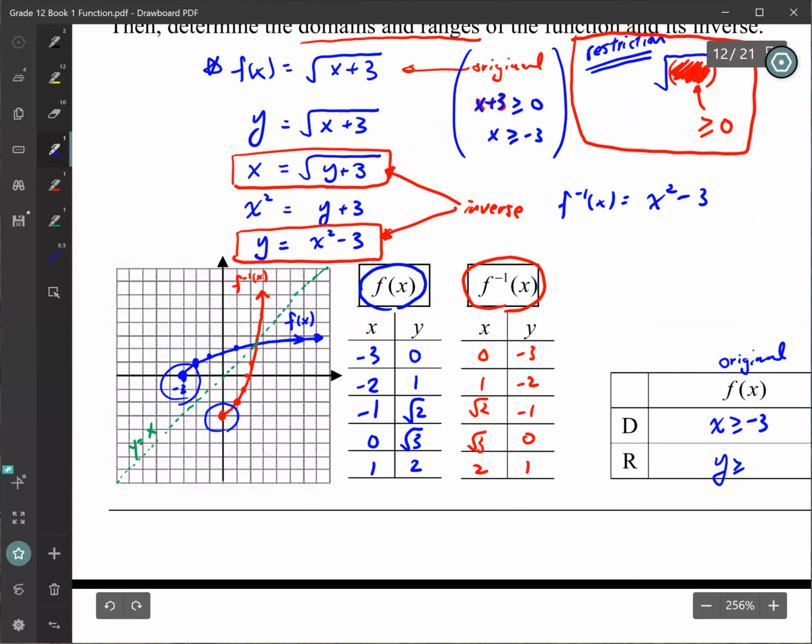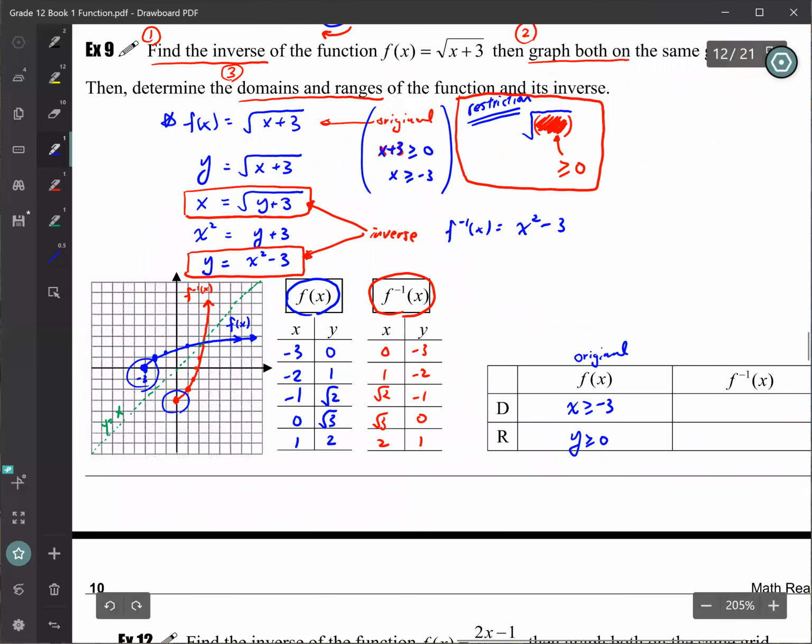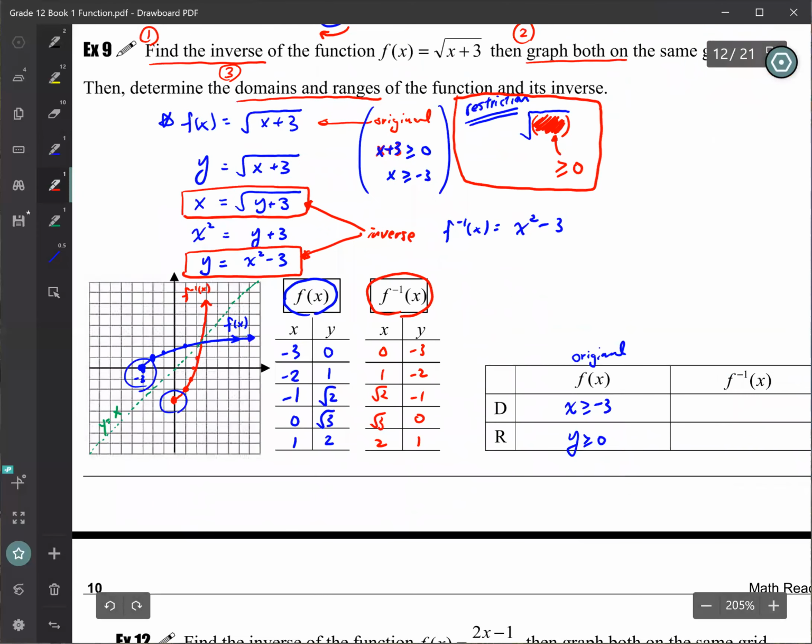Yes, okay. All right, you're ahead of us, right? You're already working on the inverse. So for the range, you have to think about going up or going down. So it starts from 0. You have to think about the y values, right? From 0, and then it gets higher and higher. So greater than or equal to 0. So now please do the inverse domain and range.